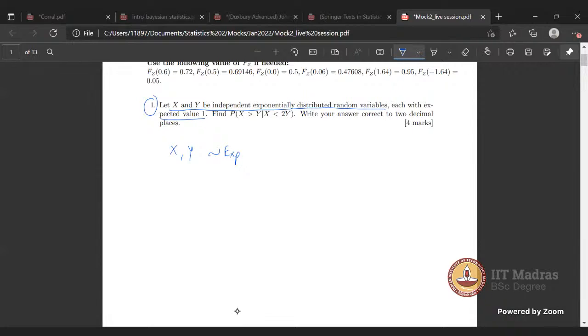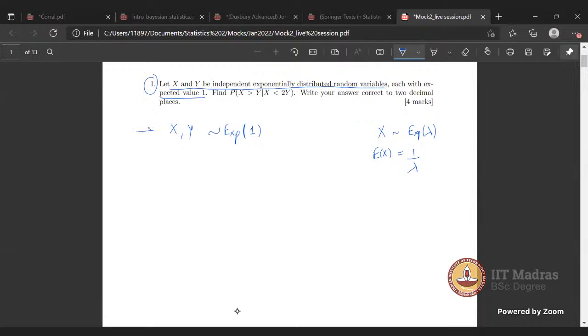So we know that if we have a random variable x that follows the exponential distribution with parameter lambda, then the expectation of x is given by 1 upon lambda, correct? So here we have two random variables which are exponentially distributed, and they both have expected value 1. Since the expected value is 1, the parameter is going to be just 1. All right. Then the second thing that we have to check is what is it that we have to find.